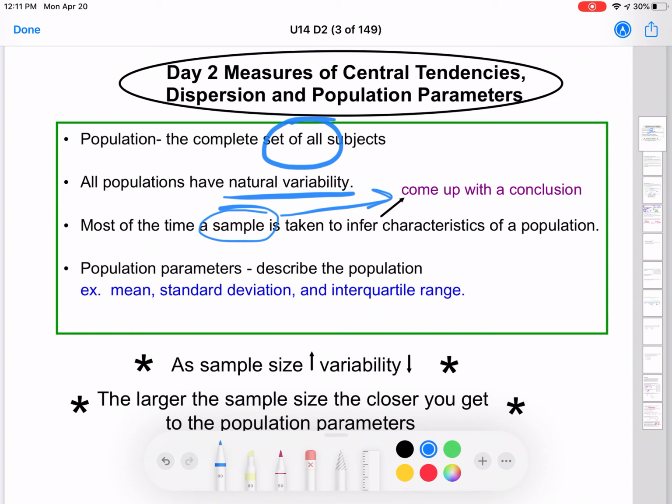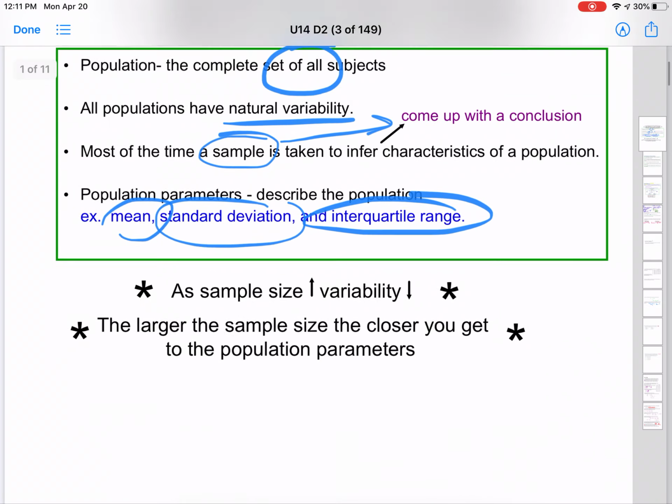Population parameters describe the population. So the mean, the standard deviation, which we're going to talk about today, that just shows how far data deviates from the mean, and the interquartile range, which is quartile 3 minus quartile 1. So we're going to look at all those today.